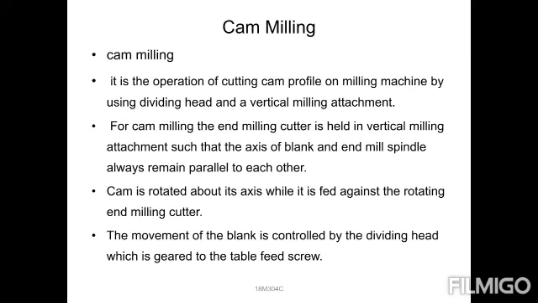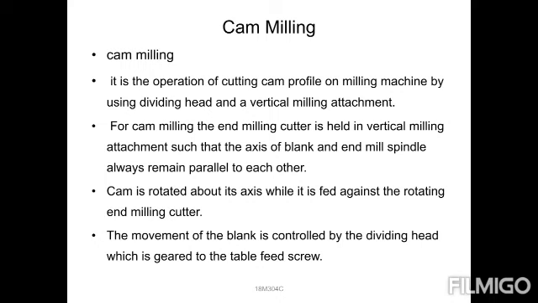It is operation of cam. Cam profiles on milling machine by using dividing head and vertical milling. So whenever we need to produce cam type of operations, we need to change the direction of motion of tool or spindle. So we need to attach the vertical attachment, also utilized for the manufacturing of gears, right?